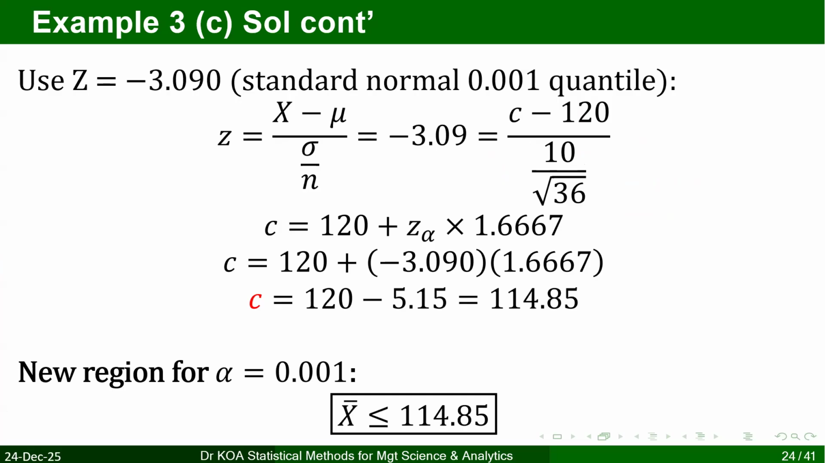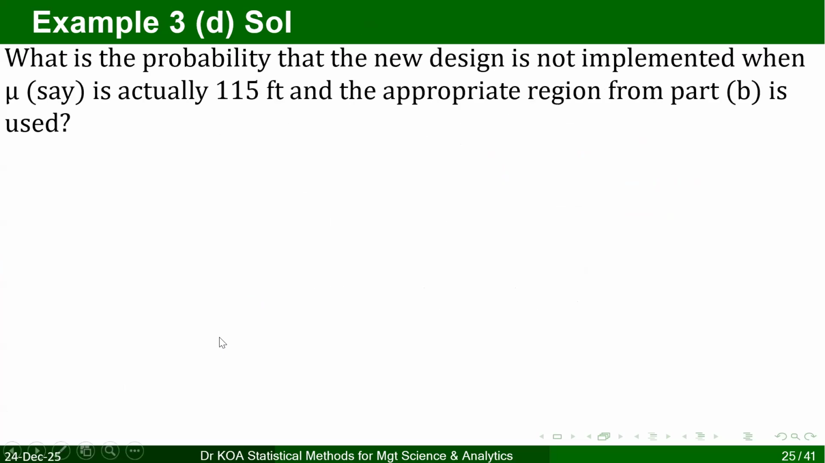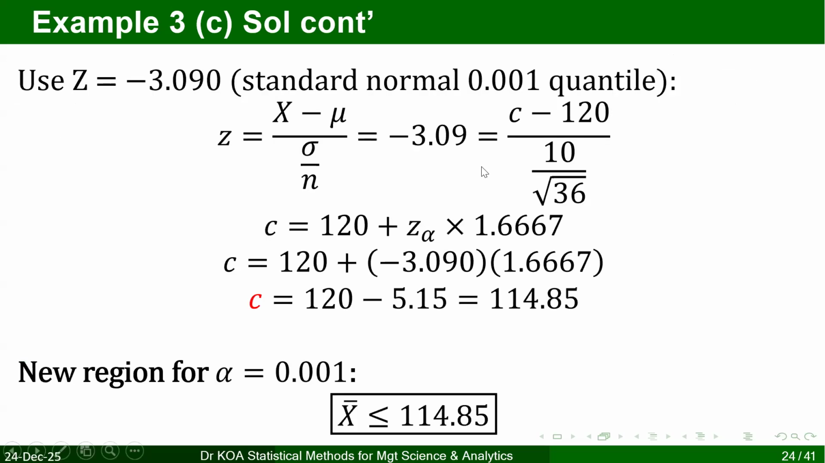Okay. Now let's look at the next one. What is the probability that the new design is not implemented? Say it's actually 115 and the appropriate region from part B is used. Remember the appropriate region from part B?